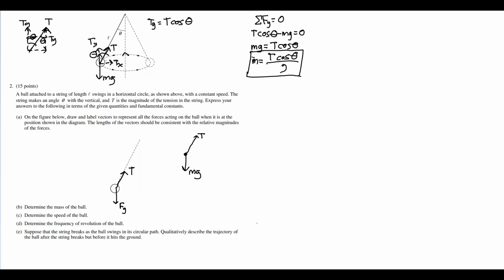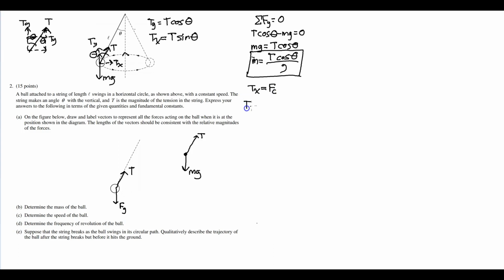So if you look at the diagram here, you can see that Tx, the horizontal component of the tension, which is T sine theta, if you look at our little triangle here, right? That is the centripetal force. It's keeping the ball in a circle. It's pointing inside the horizontal circle. So Tx is equal to Fc. Okay? So Tx is Fc.